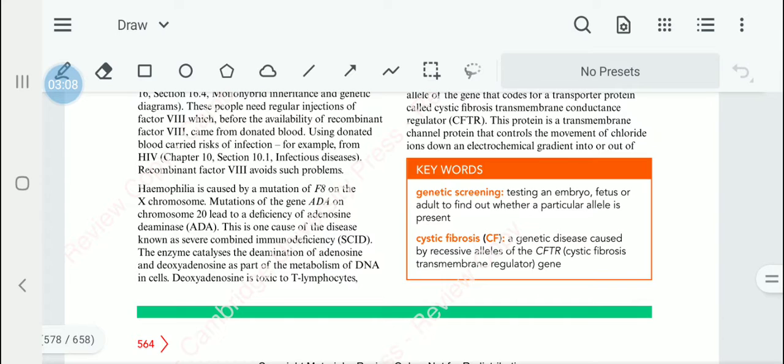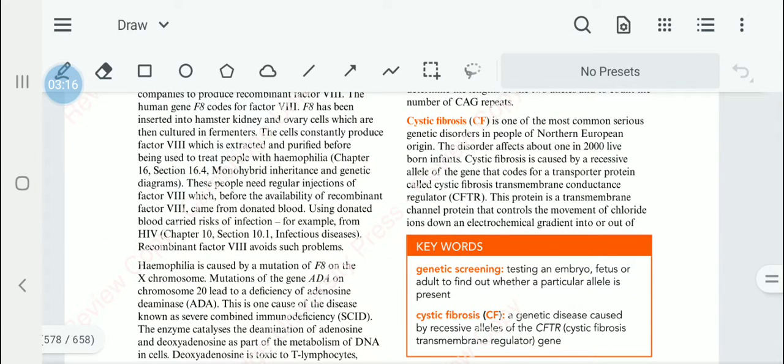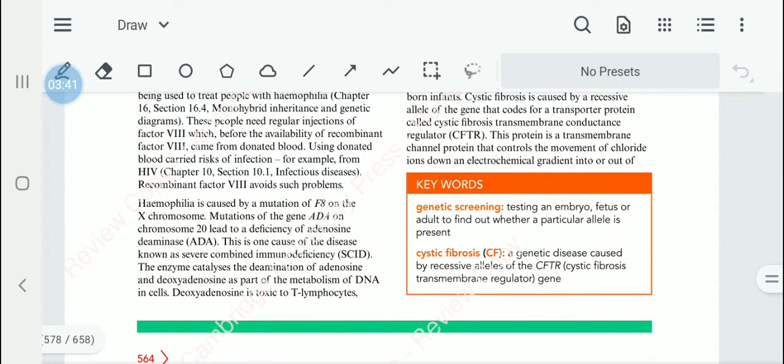Now, there is a mutation in the F8 gene on the X chromosome that produces factor 8, and that results in the problem, hemophilia. So to live with it, to treat this disease, we can provide factor 8 produced by genetically modified microbes.